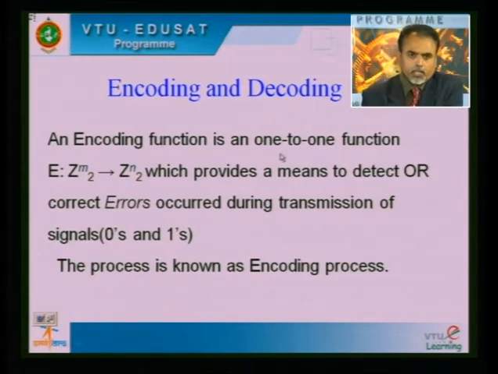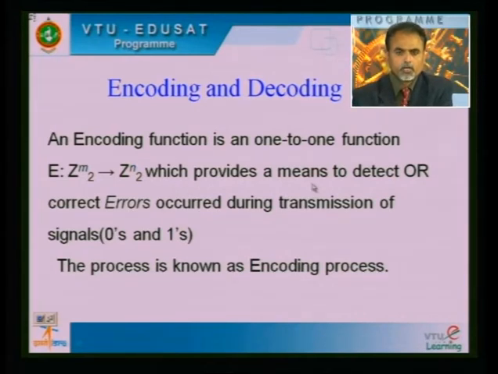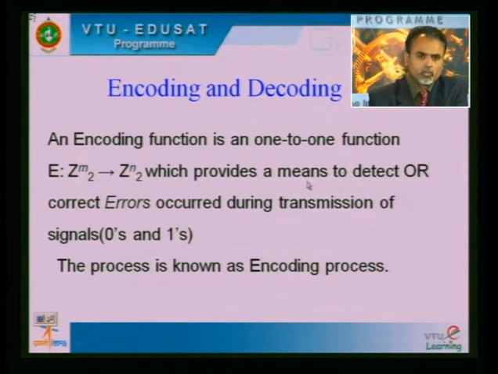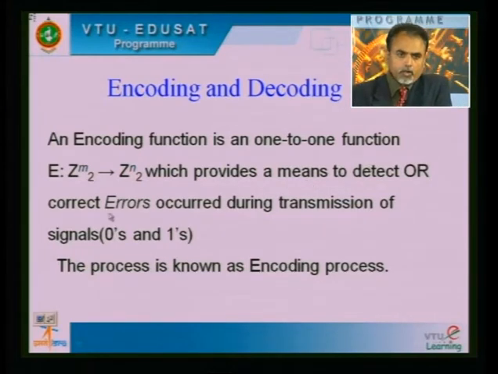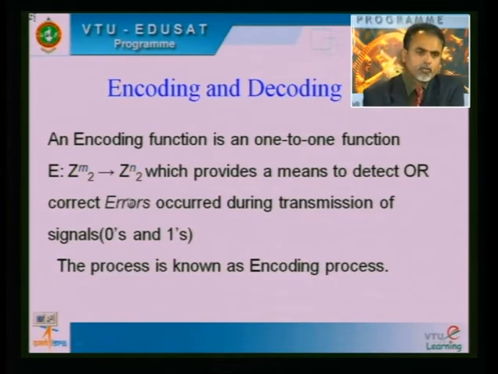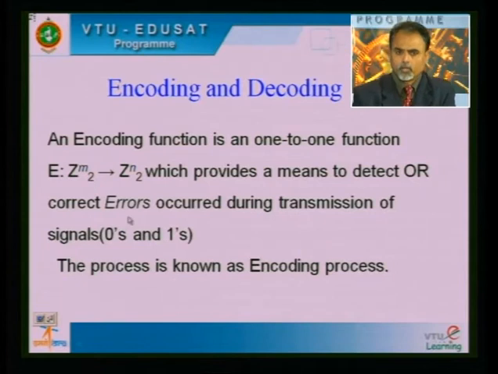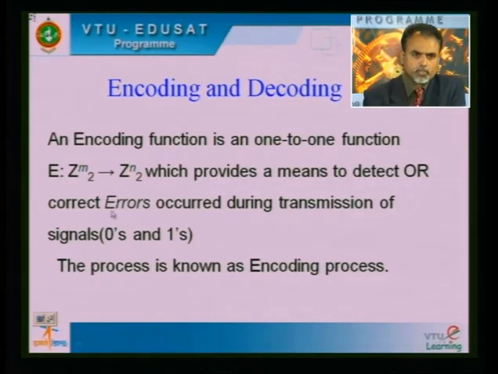So encoding function is a one-to-one function from one group of codes to another group of numbers, which provides a means. So encoding is a means, a facility to detect or to correct errors. This is important. What is encoding? It is a provision or means or a tool which detects or corrects the errors, whatever error is there. In the previous one, simply we were transmitting and trying to find the probability. Here we are one step ahead, we are trying to detect whether error is there or not, and to correct it, if it occurs during the transmission of zeros and ones. This process is known as the encoding process. So encoding is basically a function that we should remember.